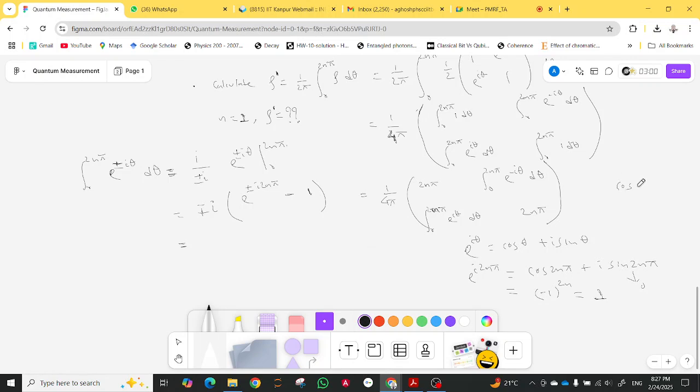Because cos n pi is what? Cos n pi is given by minus 1 to the power n, right? So cos 2n pi is given by what? Minus 1 to the power 2n. So this is minus 1 square to the power n. So this is 1 to the power n, means always 1. E to the power I 2n pi is always 1. So this is minus plus I times 1 minus 1. So this is 0, right?